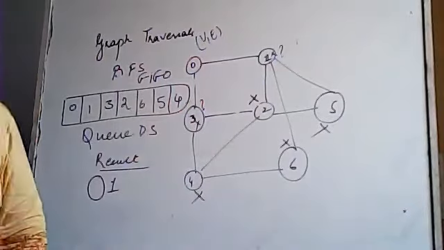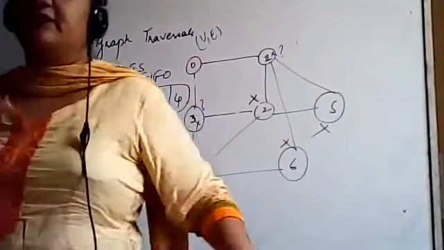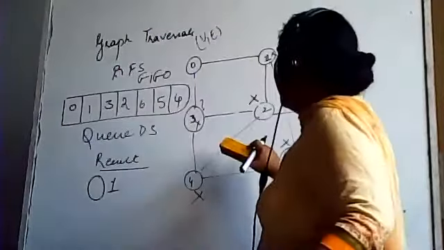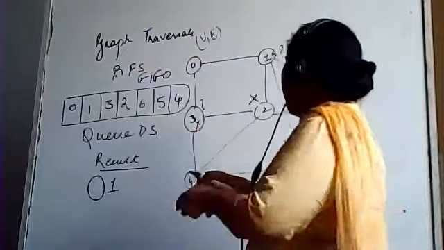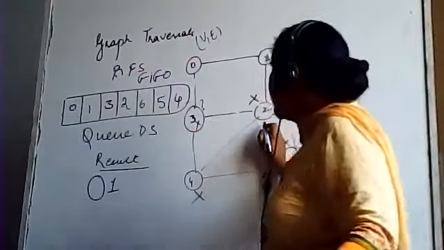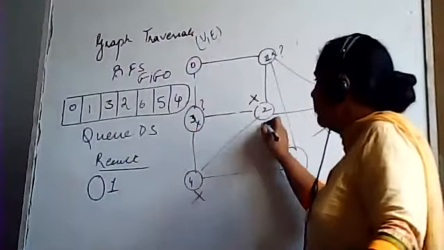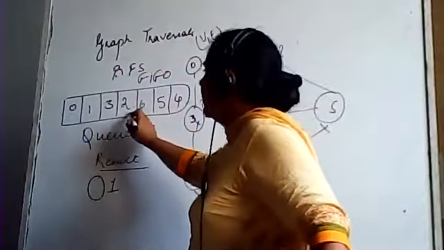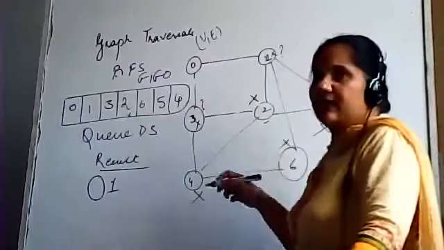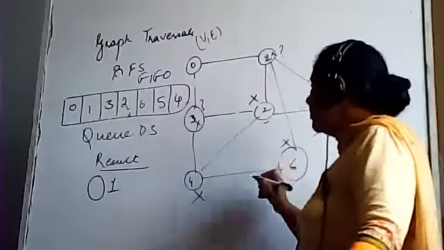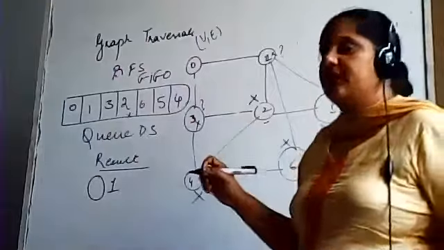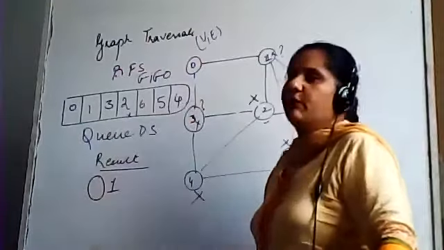That means you have to insert the unvisited vertex. Suppose you have taken this 3. 3's directly connected vertices are 2 and 4. 2 is already processed since it is in the queue, so you will not put 2 again. So you will put the unvisited vertex, that is 4, into this queue. Okay.